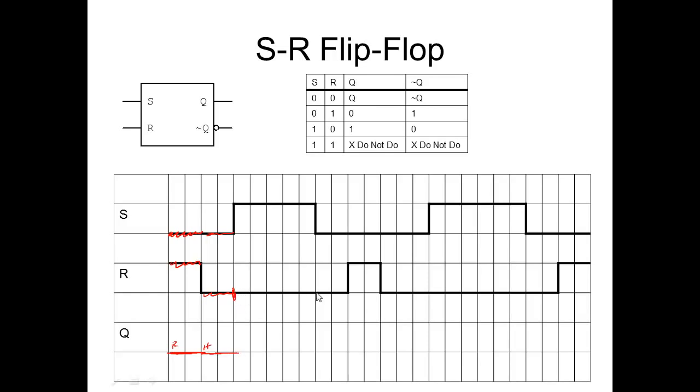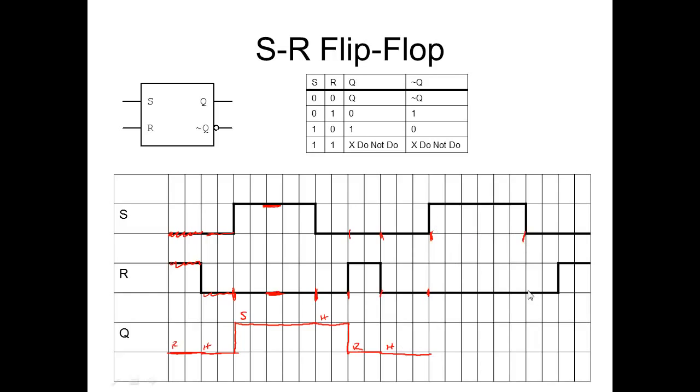From here to here, we've got a high on set, low on reset. So a high on set, low on reset is a high on Q. So we're going to go high right here, and it's going to stay high all the way over to there. So that's a set. From there to there, we've got two lows, so that's going to be a hold. From here to here, we've got a low on set, high on reset, so we're going to reset the flip-flop. And then from there to there, we've got two lows, so it's going to hold.